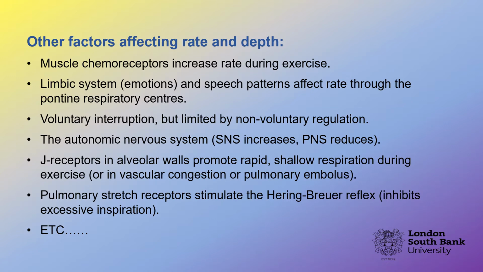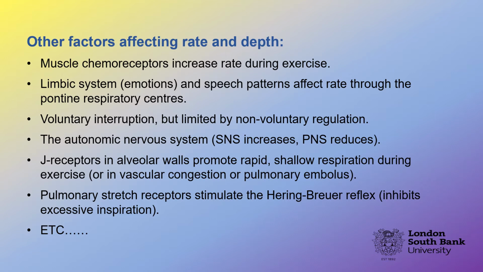Voluntary interruption, of course, we know you can hold your breath. But this is ultimately going to be limited by non-voluntary regulation, even in small children having a tantrum. The autonomic nervous system has an impact. Remember, the sympathetic nervous system upregulates everything, including respiratory rate. And conversely, the parasympathetic nervous system downregulates.